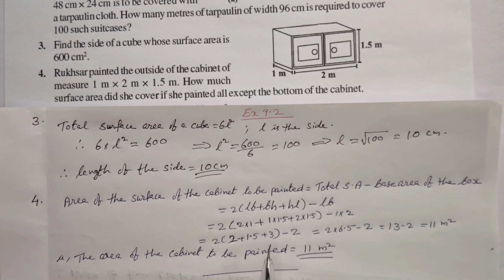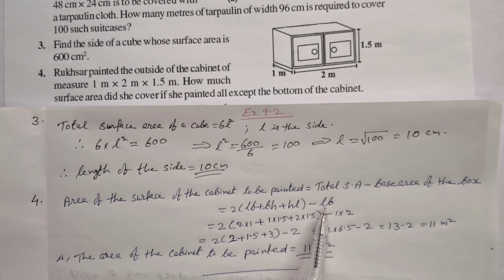So total surface area, that means 2 into, put the values of that length, breadth, height here, that minus base area. So length into breadth, 1 into 2. So here we are getting 2 into 1, 2, 1 into 1.5. Then 2 into 1.5 is 3. 3 plus 2, 5. 5 plus 1.5, 6.5. 2 into 6.5, that is 13. That minus 2, 11 meters square. So we can write the area of the cabinet to be painted is equal to 11 meters square.